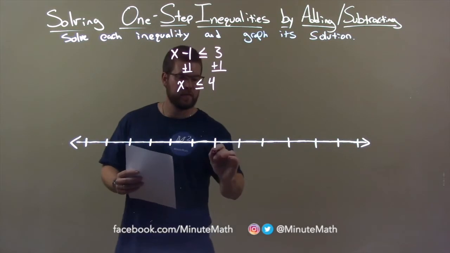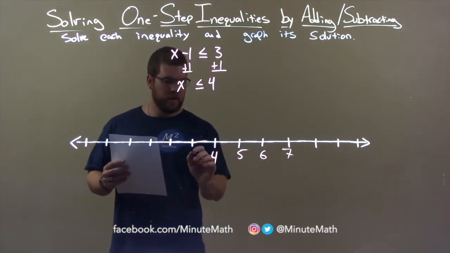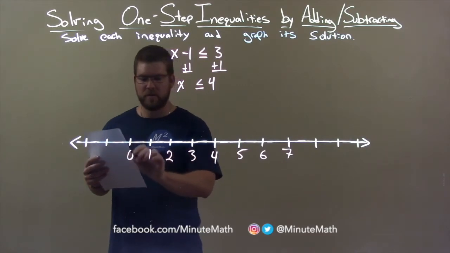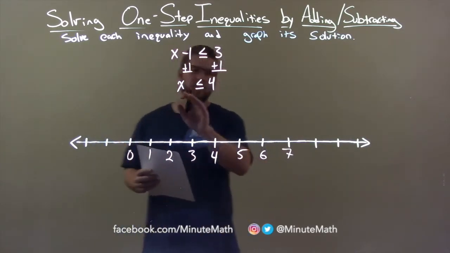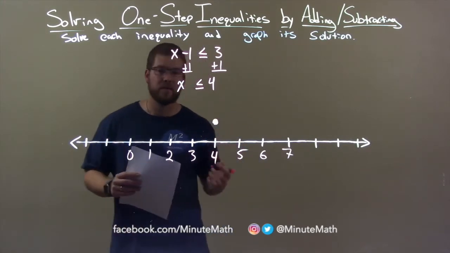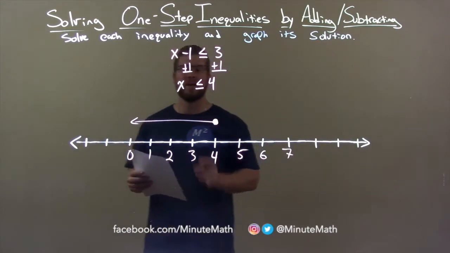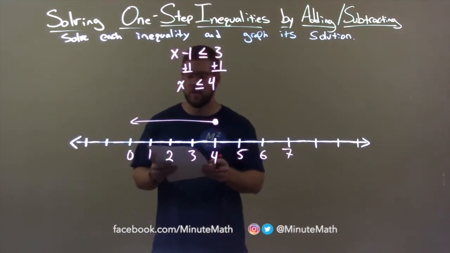So let's graph it. 4 here, 5, 6, 7, put some numbers on our number line, 3, 2, 1, 0. All right? Equal to means a closed circle here at 4. And since we have a less than sign, we need to shade to the left. And there we have it. Our graph matches our final answer of x is less than or equal to 4.